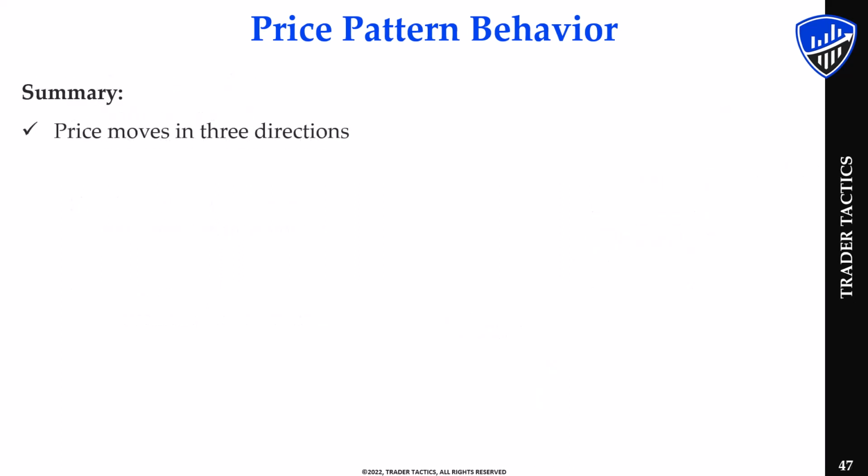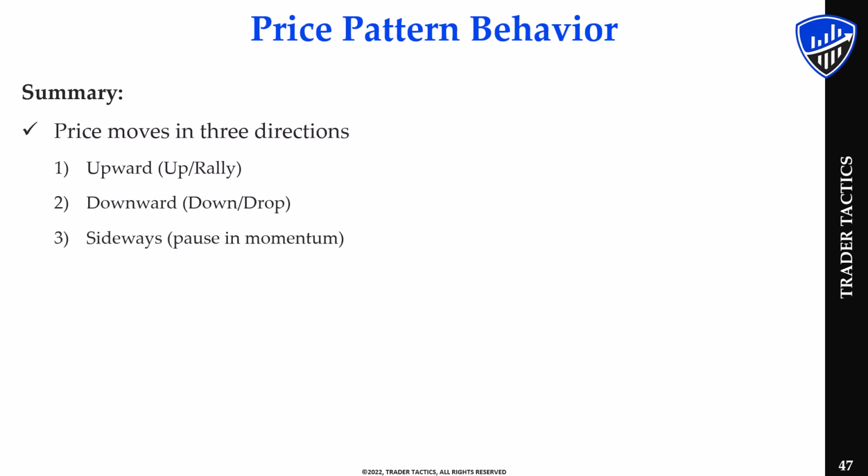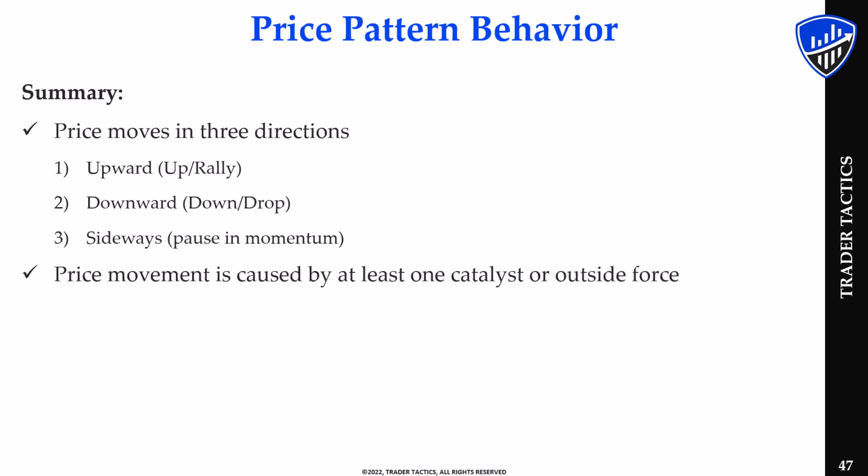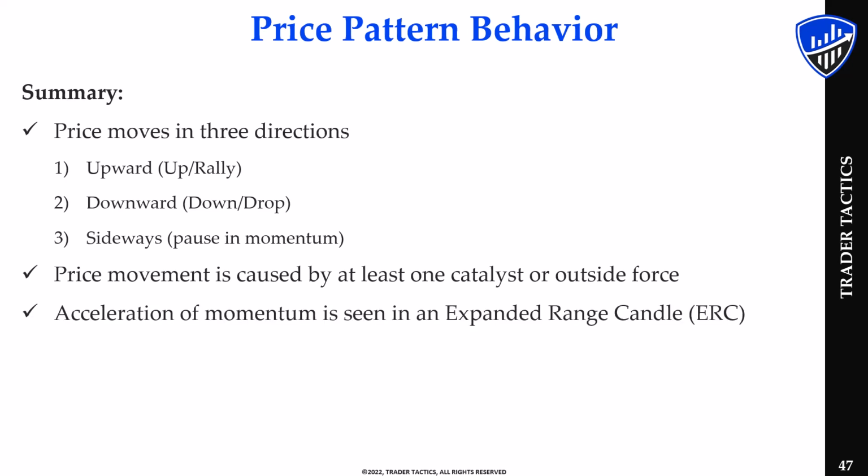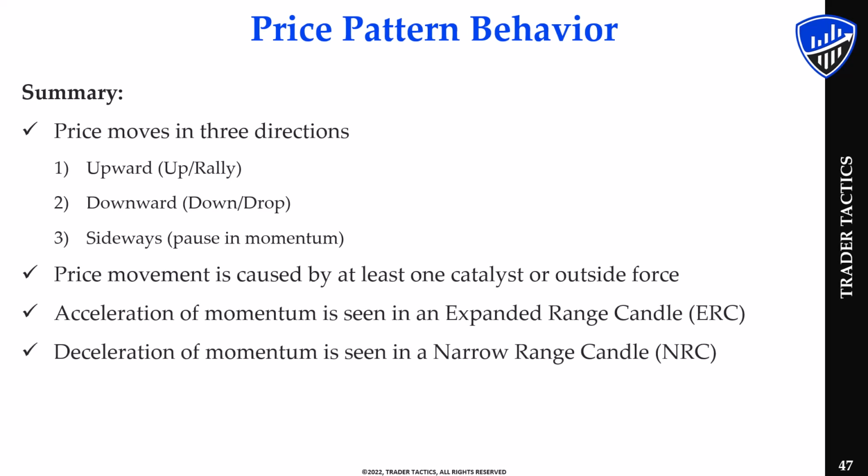All right, let's summarize. So price moves in three directions: upward, that's the rally; a downward move in price, so price is going down or it's dropping; and then sideways, which again is just your pause in momentum. And price movement is caused by at least one catalyst or some kind of outside force. Oftentimes it's more than one catalyst, by the way. That does happen. But it's going to be at least one catalyst pushing price up or down. And then the acceleration of momentum is seen in expanded range candles, and deceleration of momentum is seen in narrow range candles.